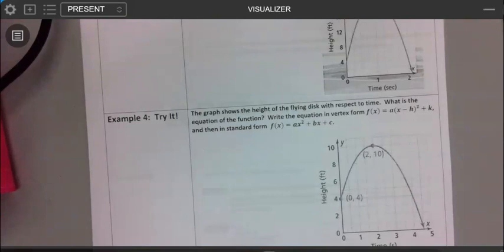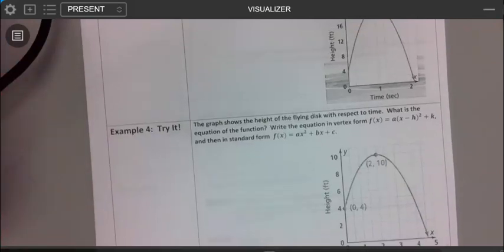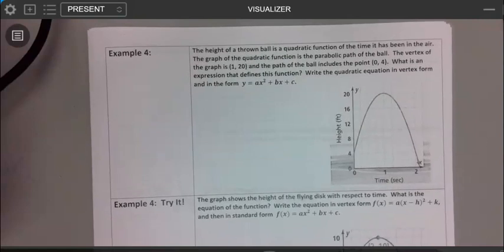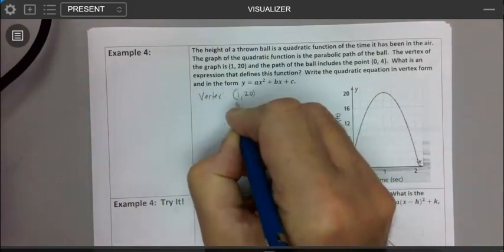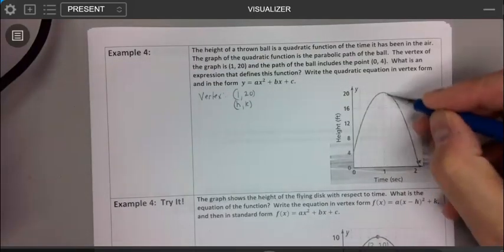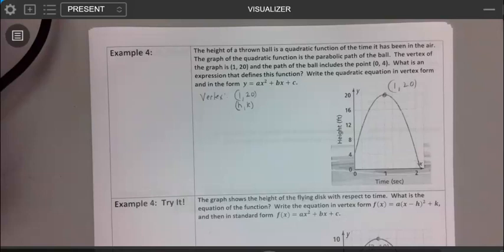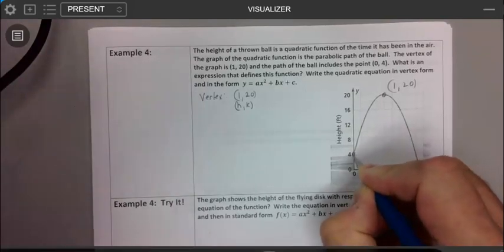Example 4. This is the height of a thrown ball, a quadratic function of the time t it has been in the air. The graph of the quadratic function is the parabolic path of the ball. The vertex of the graph is (1, 20). So my vertex is 1, 20. So that's h, k. Then it says the path of the ball includes the point (0, 4), which is the y-intercept.